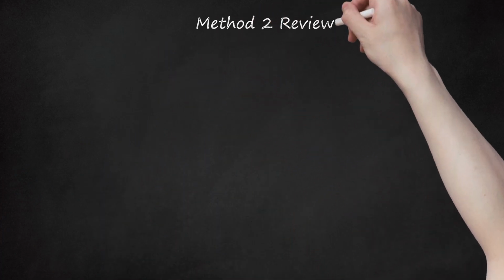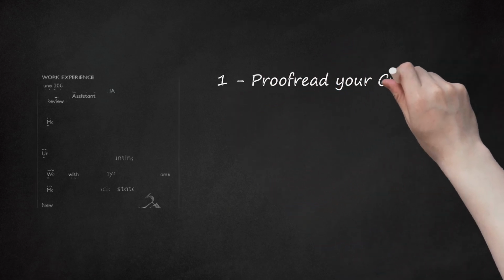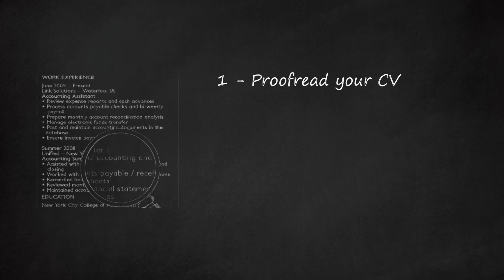Method 2. Reviewing your CV. 1. Proofread your CV. In particular, you want to make sure it's free of any typos, spelling, or grammatical errors. Dates should be accurately stated, and contact information for all references updated and accurate. Ask yourself, is the information included in this CV relevant to the position of accounting assistant? If irrelevant information is included, it may detract from the CV's overall strength.